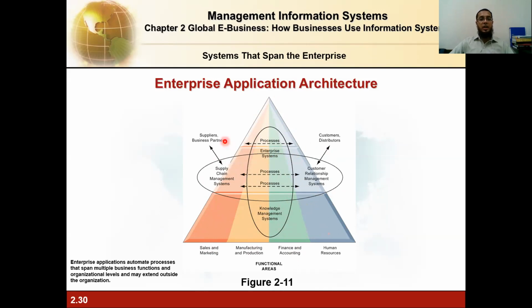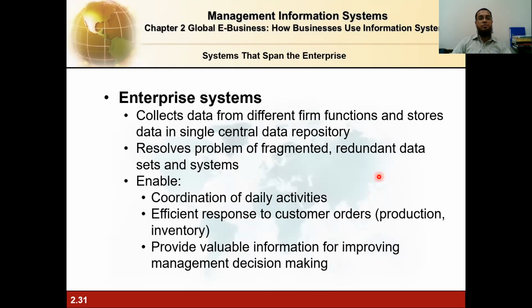And the suppliers, for example, it says functional areas. Enterprise applications automate processes that span multiple business functions and organizational levels and may extend outside the organization. Thus, in terms of DSS and ESS, we have customer relationship management systems. In the middle level, the supply chain management system, there are different processes. Knowledge management system, enterprise management system, the combination of all. So it basically gives you an overview and the complete picture.